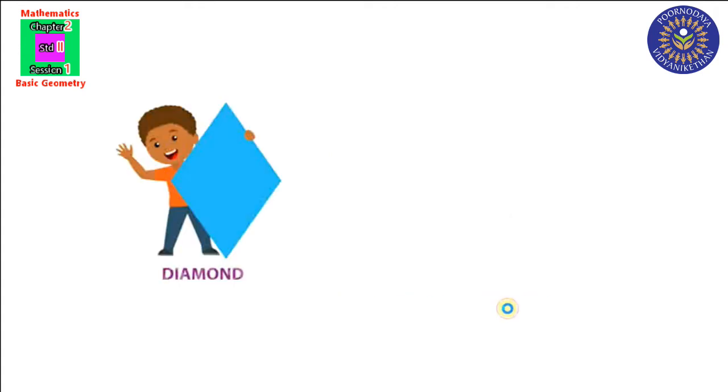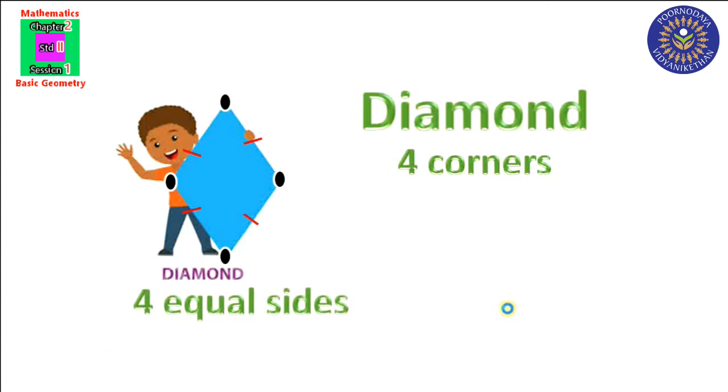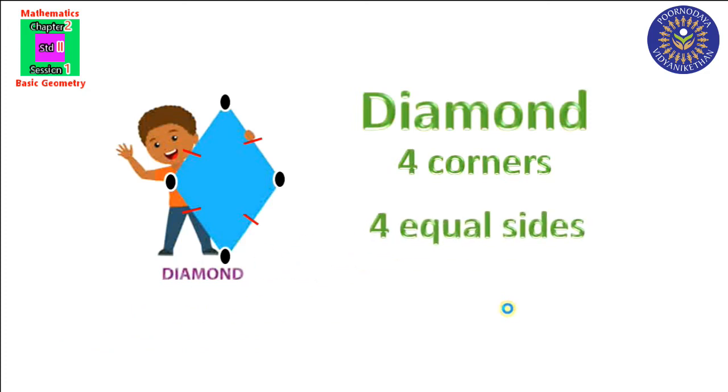Clear? Then next, tell me the name of the shape. Yes, it's a diamond. What are the properties? It has 4 corners. How many sides? 1, 2, 3, 4. It has four equal sides. A diamond has four equal sides. Sides are slanting. A diamond has four equal slanting sides.